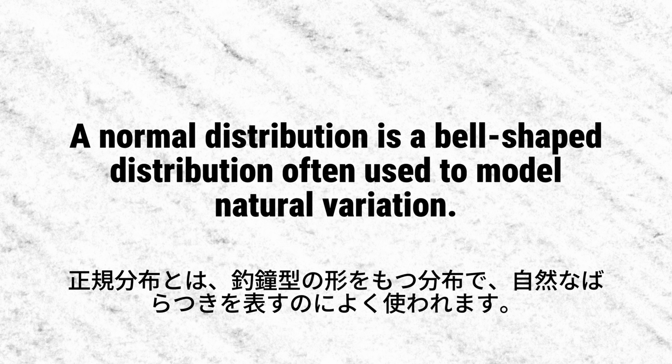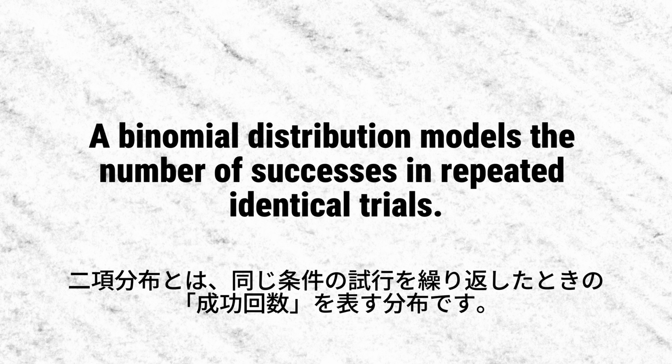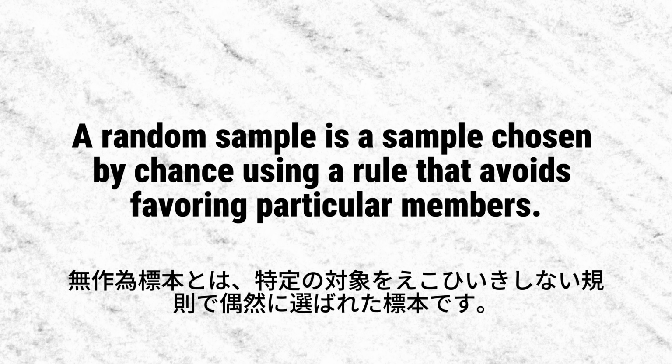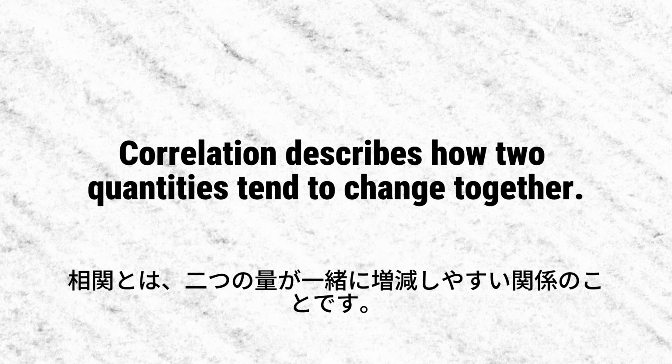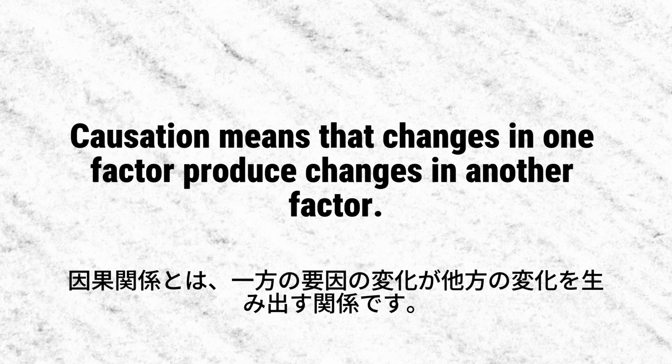A normal distribution is a bell-shaped distribution often used to model natural variation. A binomial distribution models the number of successes in repeated identical trials. A random sample is a sample chosen by chance using a rule that avoids favoring particular members. Correlation describes how two quantities tend to change together. Causation means that changes in one factor produce changes in another factor.